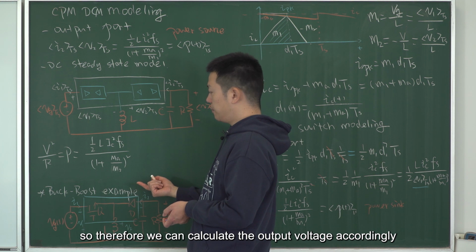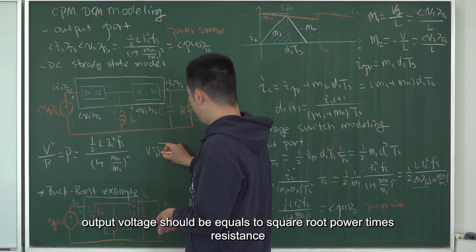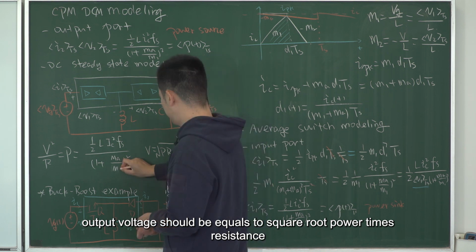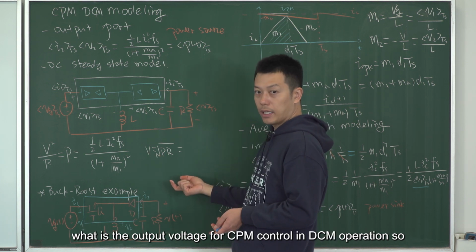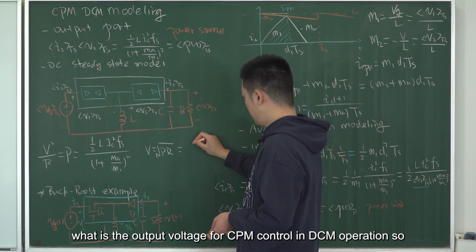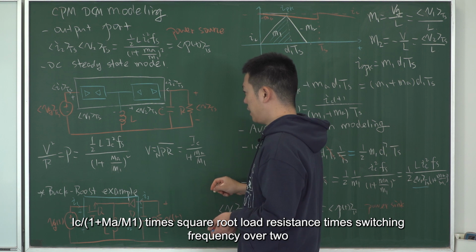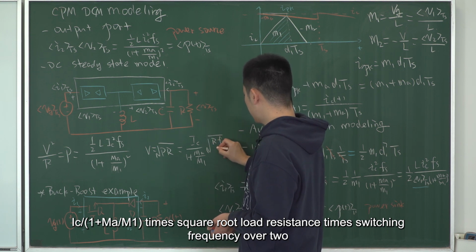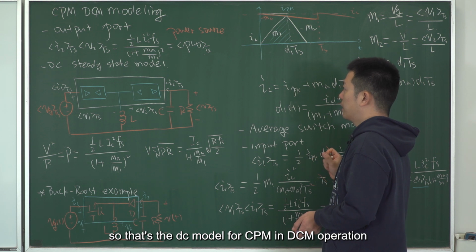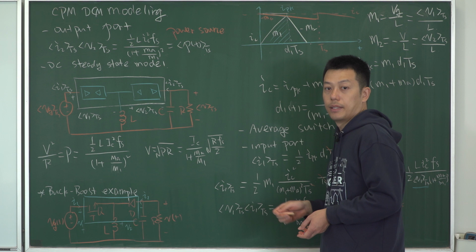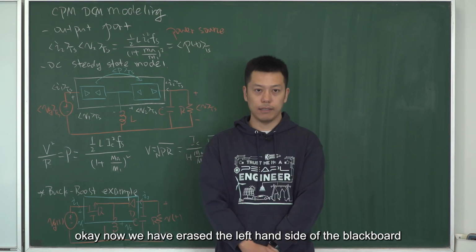So therefore, we can calculate the output voltage accordingly, right? Output voltage should be equal to the square root of power times resistance. Right, then we can insert the power expression to figure out what is the output voltage for CPM control in DCM operation. So IC over 1 plus MA over M2, M1 times the square root of load resistance times switching frequency over 2. So that's the DC model for CPM in DCM operation. Okay, so now let's erase the blackboard.